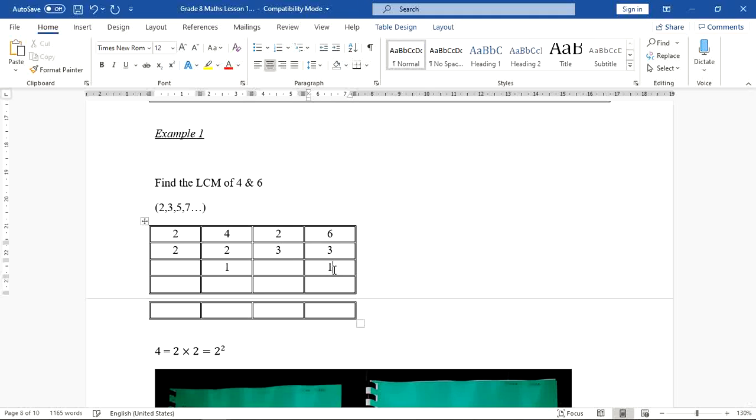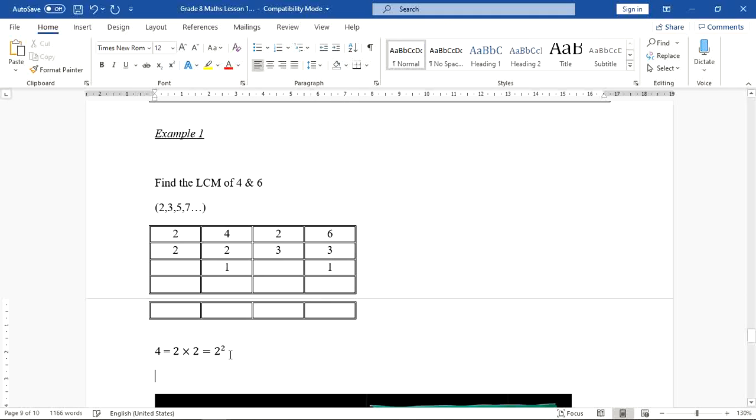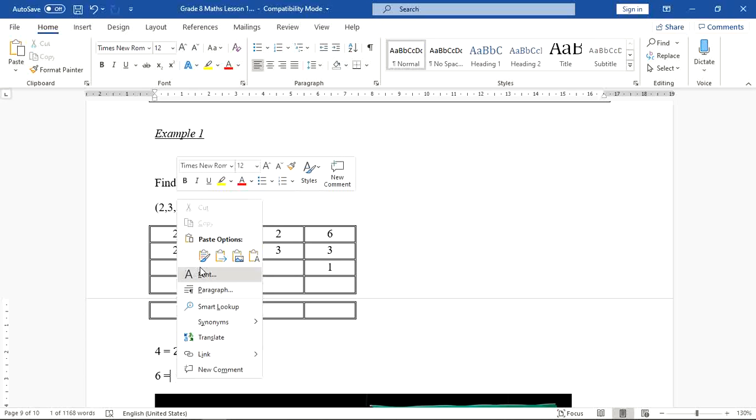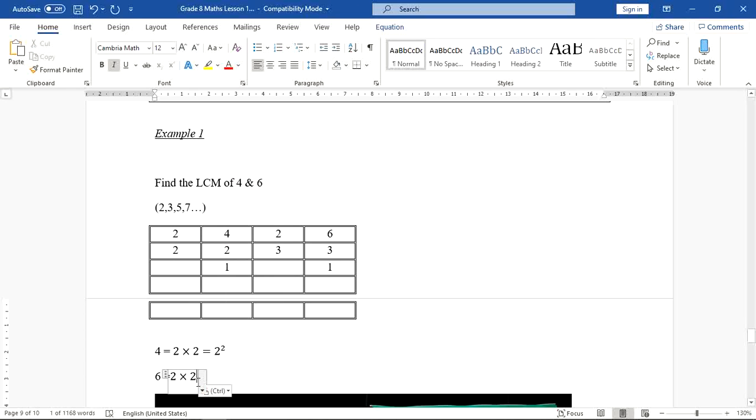So let's start over again. 2 goes into 6 3 times, and then 3 goes into 3 1 time. Remember, you only stop when you get a 1 here. Meaning that 6 can be written as 2 times 3.